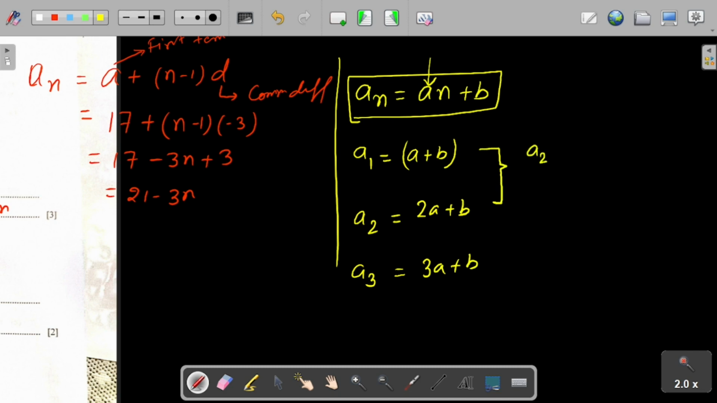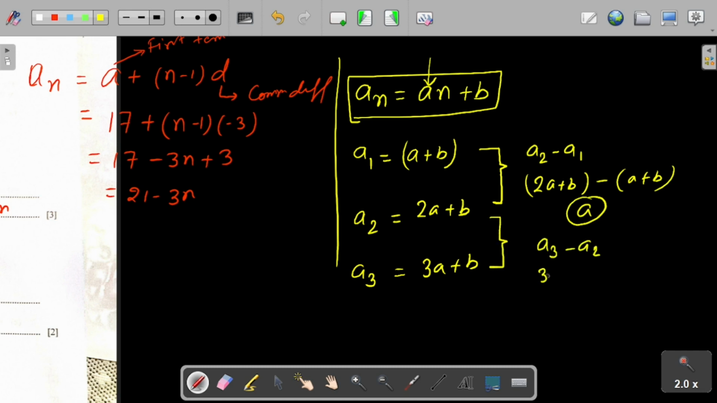Always remember: next term minus previous term. So a2 minus a1 is 2a plus b minus (a plus b). So b cancels out, and it is going to be a. Similarly you can justify here also: a3 minus a2 is 3a plus b minus (2a plus b). Again b cancels out, and still this is a. So we get that the difference of the consecutive terms is going to be a.